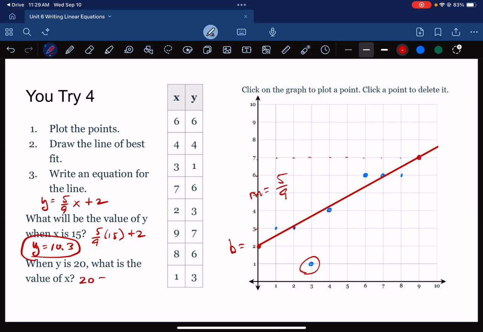So what about when y is 20? That's equal to 5/9 x plus 2. Well, I'm going to subtract 2 and get 18. I'm going to multiply by 9/5. So that's 9 times 18 divided by 5, and I get 32.4. Oh, that came out to be an even decimal. So if this line continued until we were at 20 on the y, we'd be all the way out at 32.4 on the x. Okay.